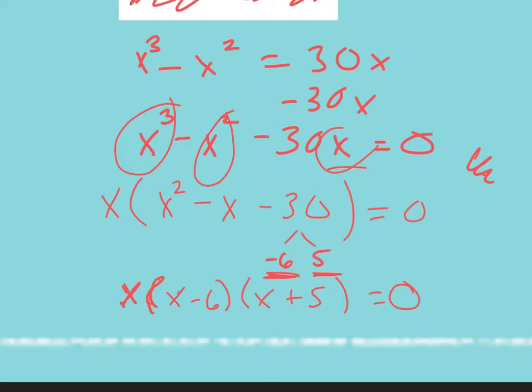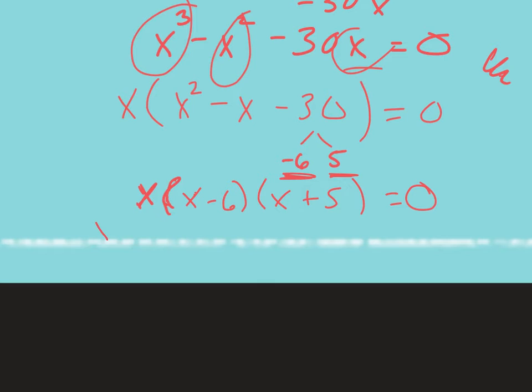So we have 3 little pieces here. We have x, x minus 6, x plus 5. What do we do next to solve for x? Split them all up. So we have x is equal to 0, x minus 6 is equal to 0, and x plus 5 is equal to 0. So x is equal to 0, done. Already solved for us. We don't have to do anything else there.